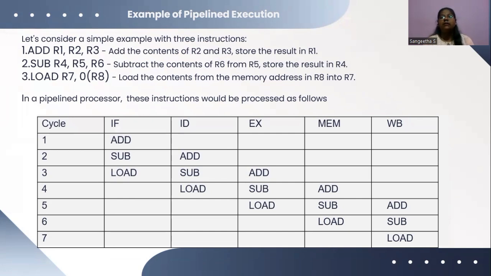Here I have given 3 instructions. The first instruction is ADD R1, R2, R3. Here I am adding the values in registers R2 and R3 and storing the result in R1. Add the content of R2 and R3, store the result in R1. The next instruction is SUB R4, R5, R6. Subtract the contents of R5 and R6 and the result is stored in the register R4.